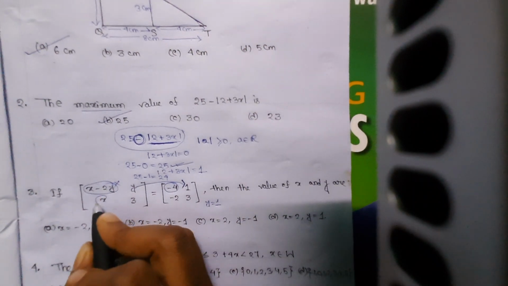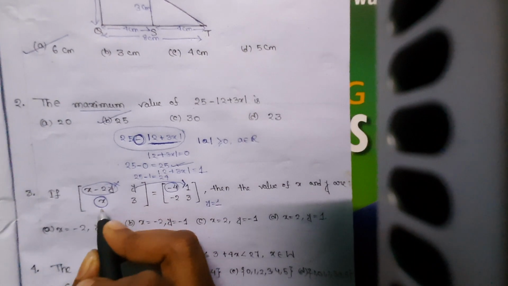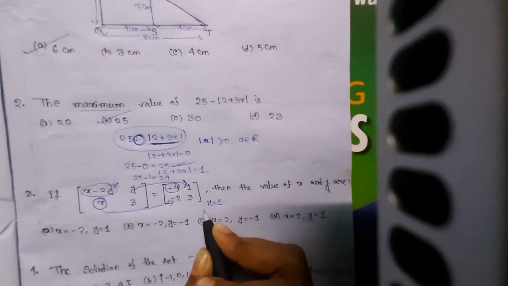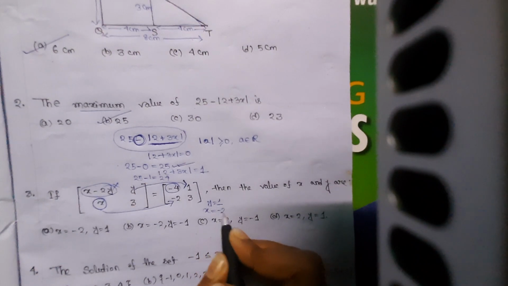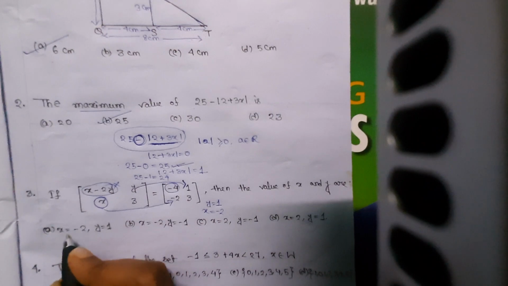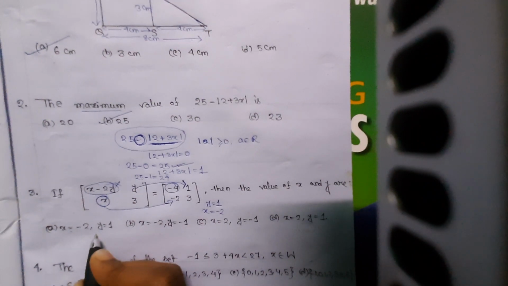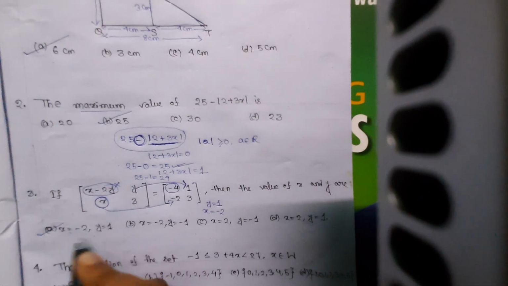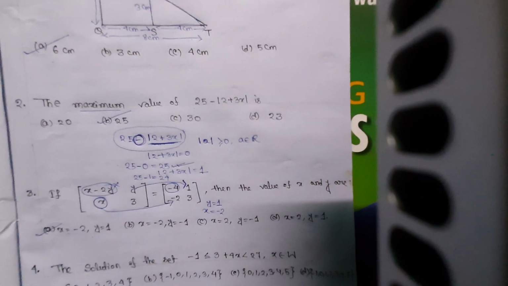And compare the A21 element of the left hand side matrix with the A21 element of the right hand side matrix, you get x equal to minus 2. So your answer will be value of x will be minus 2 and value of y will be 1. Okay, so option A will be your answer.